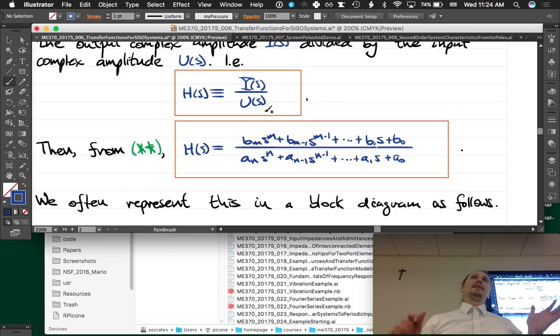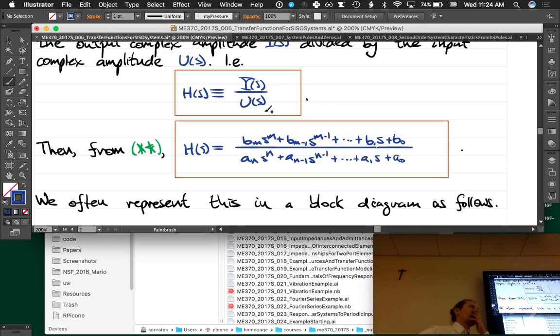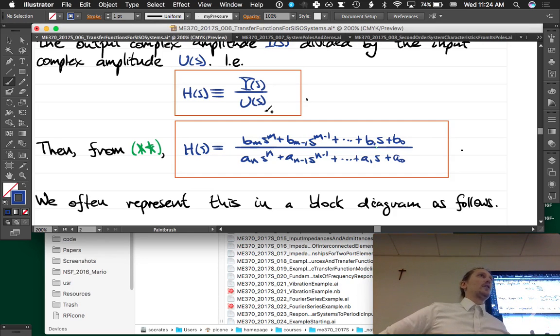But we have this tendency to just abbreviate that and say it's just output over input. So this is really easy. I mean, it's just another way of writing it. We're going to define a couple things about the transfer function that are just going to be familiar to us.